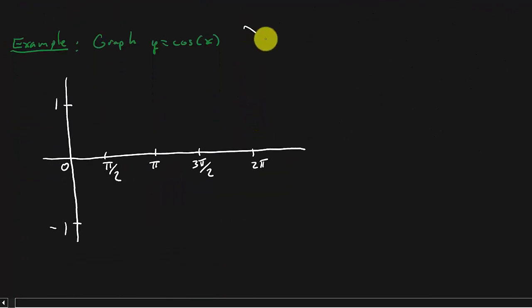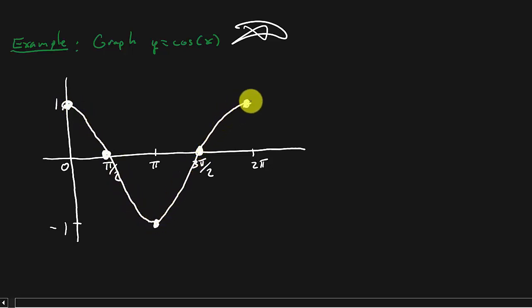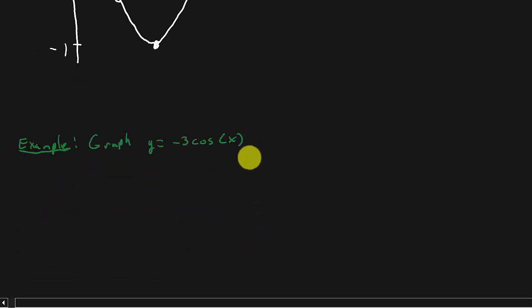Now, for cosine, the shape of cosine is important. Cosine starts out at its maximum, then it goes to 0, then it goes to its minimum, 0, and then back to its maximum. And so cosine is going to look like this. And there's your graph of cosine. You see how easy that is? Like I said, the most difficult thing is getting those important points there.